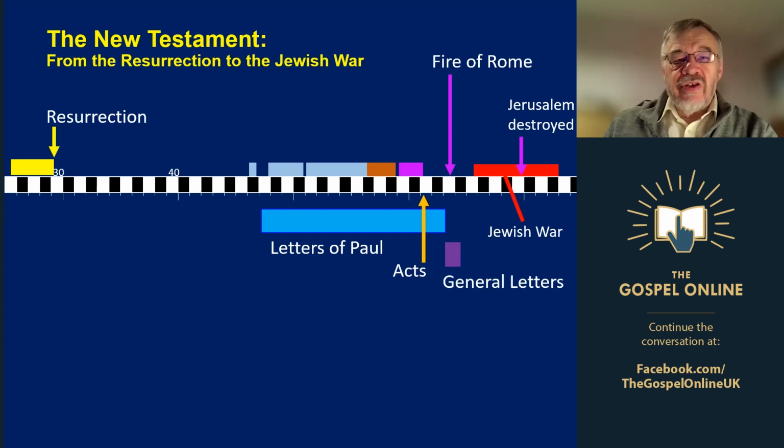The general epistles, the general letters come, with the exception of James, after the fire of Rome. Things are changing there, and you can see that reflected in those letters. But they must have been written before the start of the Jewish War in 66 AD. The letter of James would have been written down here, something like 48 AD, almost certainly in that year.